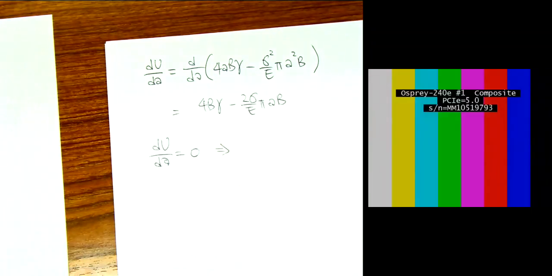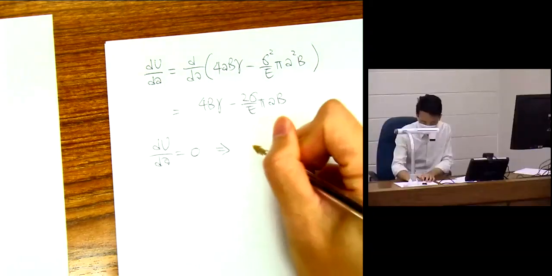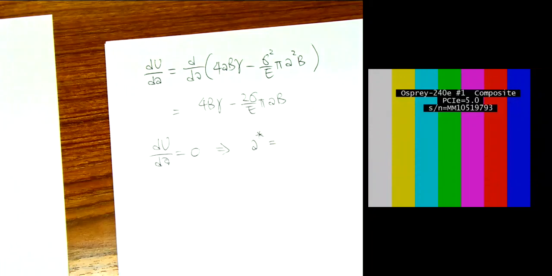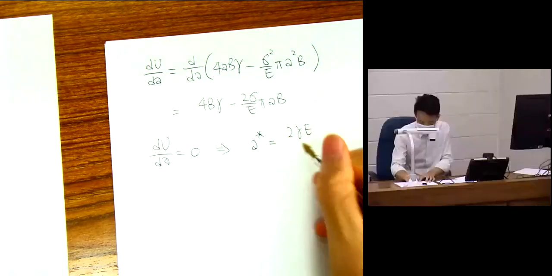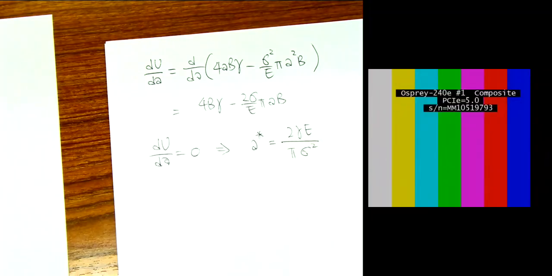Where the slope is 0, right? So that gives me the critical crack size to be 2 gamma E over pi sigma squared.